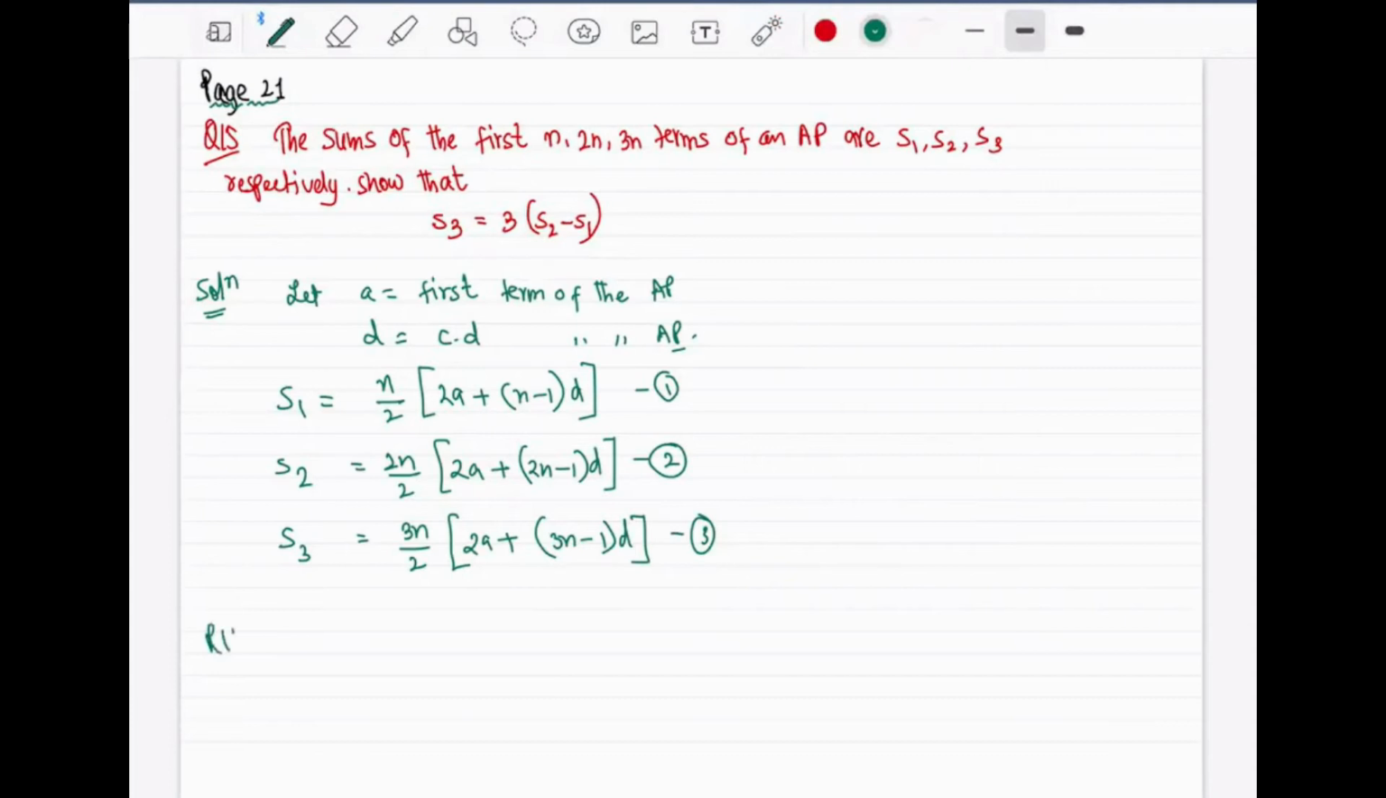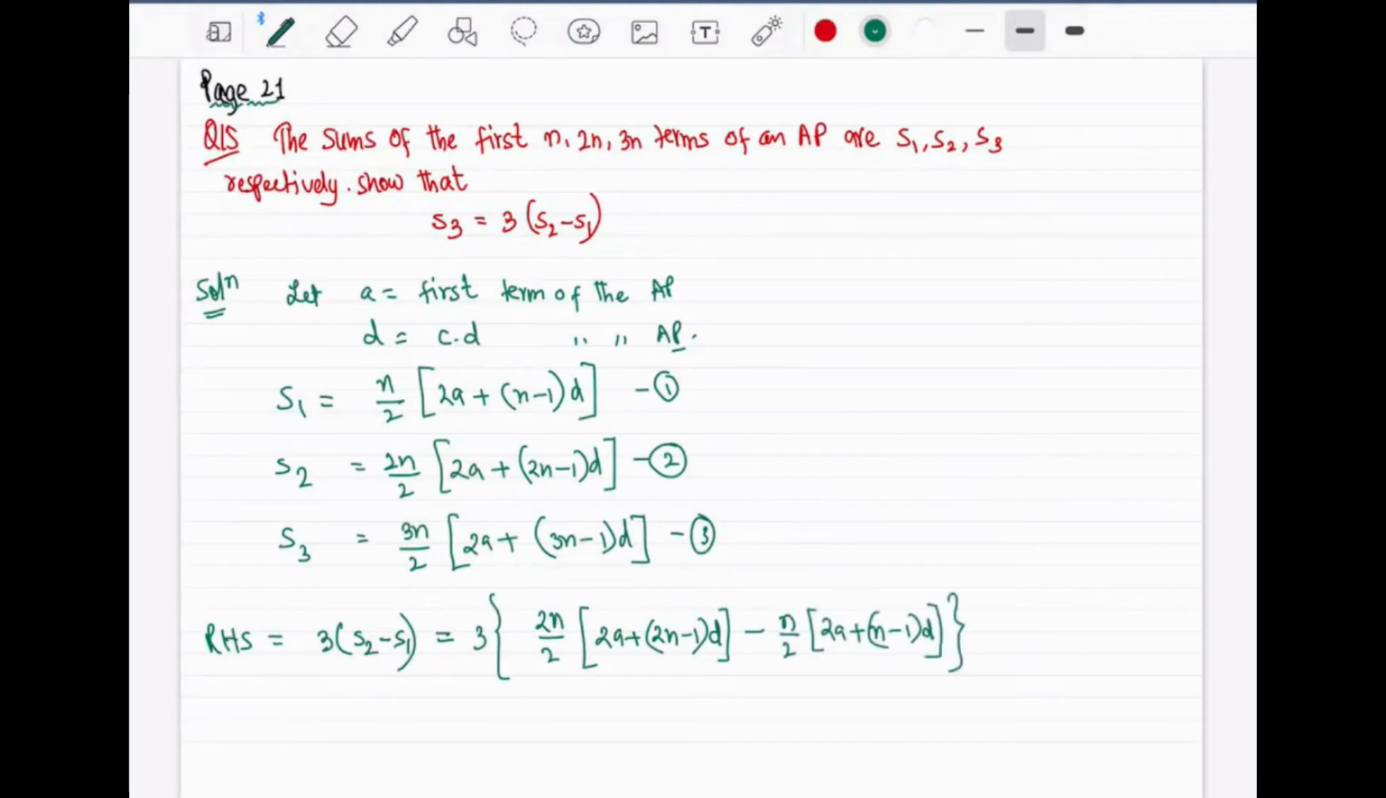Okay, so on the right hand side, we have 3 S2 minus S1. Let's put in the value from equation 1 and 2. 3, keep it. I'm putting a first bracket in the front. S2 is twice n divided by 2, third bracket, 2a plus 2n minus 1d. Minus, what about S1? We have n by 2, 2a plus n minus 1d.